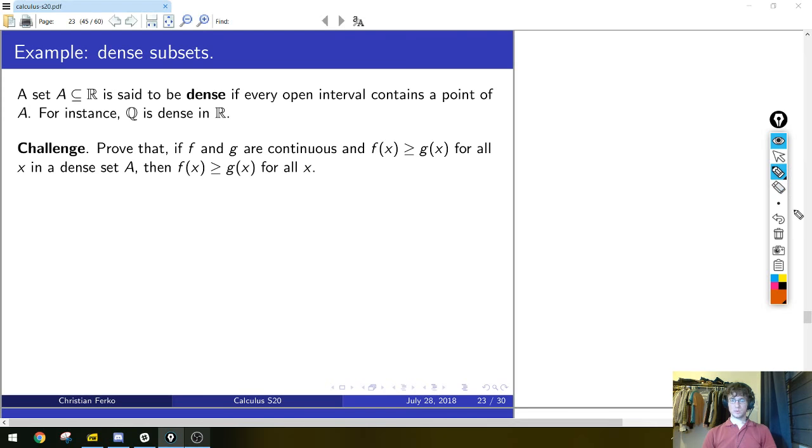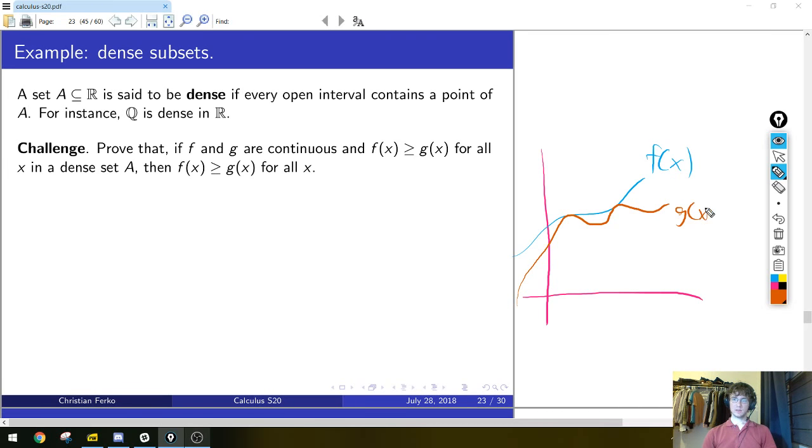So now, assume that the functions aren't equal on a dense set, but one upper bounds the other on a dense set. So we have 2 functions, f of x and g of x, and I'm just going to draw it so that it's true everywhere, but we're only assuming it's true on a dense set, just to make sure that they hit equality in some places. There we go. So on this dense set, it's always true that f of x is bigger than or equal to g of x.